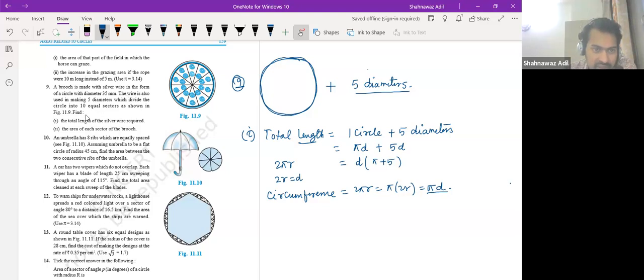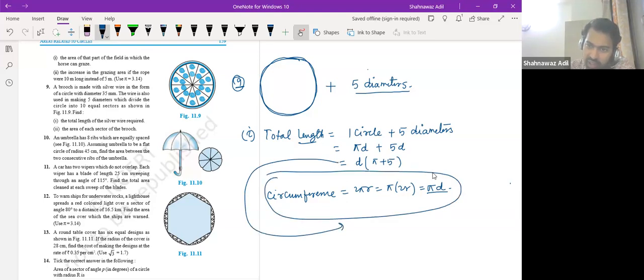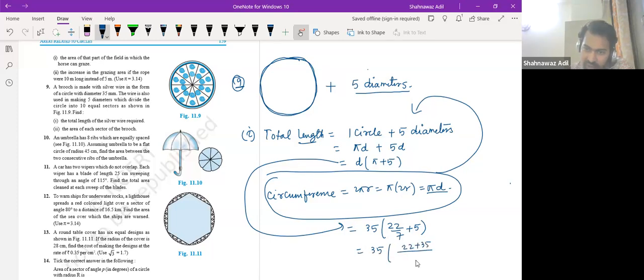Have they told us to use some value of pi? They have not told us, so let us write it here. You write this portion above. So d is given, 35 millimeters, into pi plus 5. So this is 35 into 22 by 7 plus 5, which is 35 into 22 plus 35 divided by 7. So 35 and 7. How much is this? This would be the total length required.